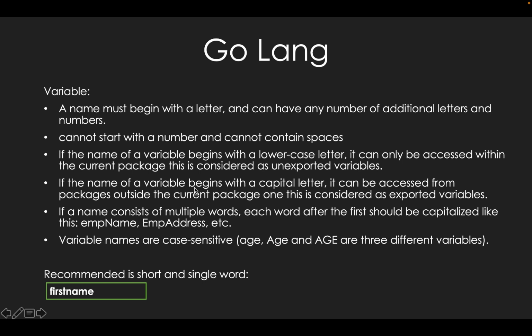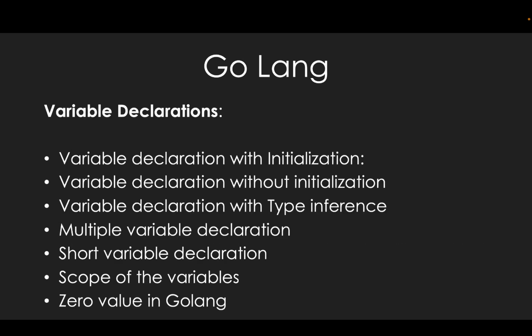So in the Go language, what is the best way to declare variables? Use short, single-word, and relevant names. For variable declaration, there are multiple ways you can declare variables: variable declaration with initialization, without initialization, and without explicitly mentioning the type name. You can also have multiple variable declaration, and you can have short variable declaration. Those are the ways you can declare variables.